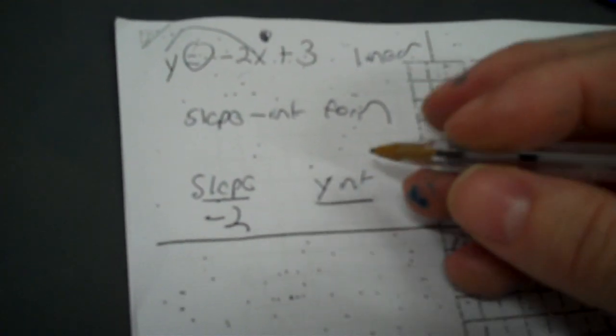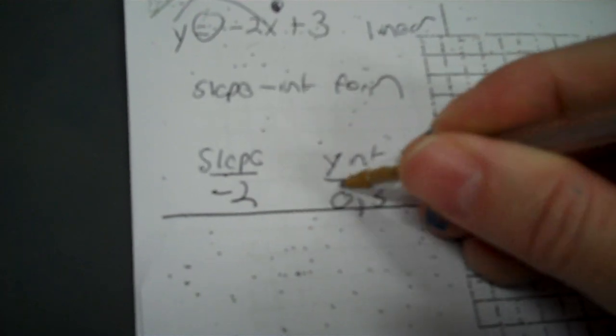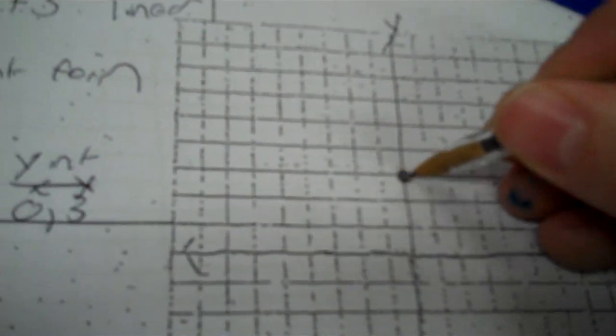So, to graph it, I'm going to identify the slope and the y-intercept. So the slope is whatever's in front of the x, -2. The y-intercept is the number not multiplied by the x, which is 3, but the y-intercept needs to be made a coordinate, 0, 3. So I graph the y-intercept. 0, 3 means I don't move forward or backwards, just up to 3. That's why it's called the y-intercept, because it crosses the y-axis.